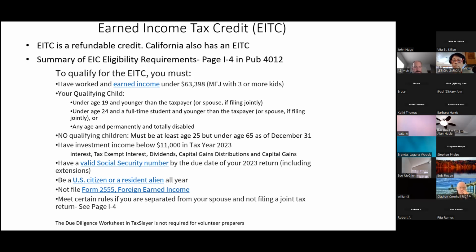And then another question had to do with the foreign earned income. Was that always out of scope for the VITA program, or is it just out of scope for earned income tax credit?